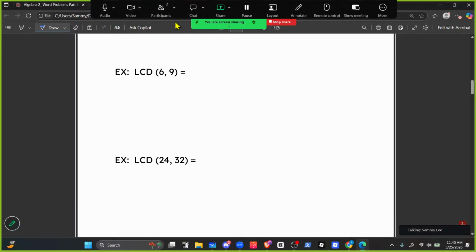So here we're asked to find the LCD of 6 and 9. Well, let's try it out. So 6, prime factorization is 2 and 3. So we can write this as 2 times 3. And for 9, we can start out with 3 and 3. So 3 times 3 gives you 9. Both are prime numbers. So 3 times 3, or 3 squared. You want to write it in this exponential form because it's easier to see what's happening.